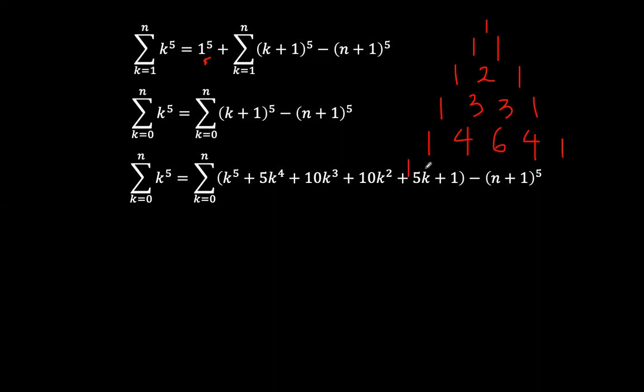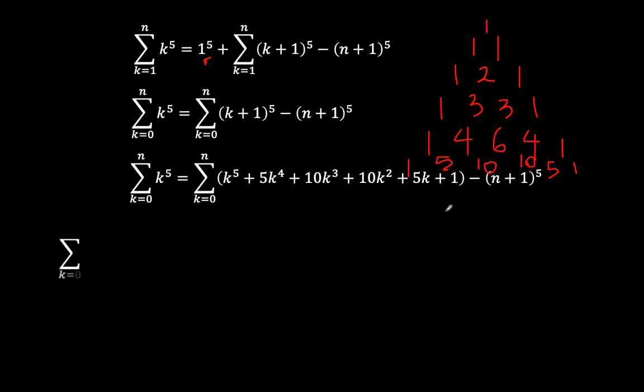And then 1, 5, 10, 10, 5, 1. So using this Pascal's triangle, we are able to derive this constant here. So 1 for k to the power 5, 5 for k to the power 4, 10 for k to the power 3, 10 for k to the power 2, 5 for k, and 1 for it.